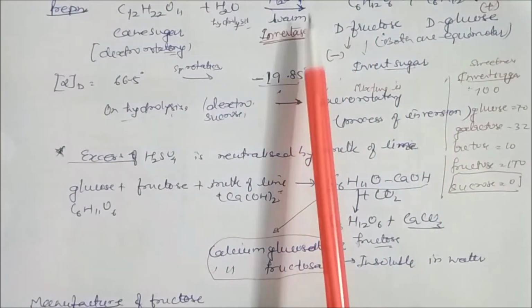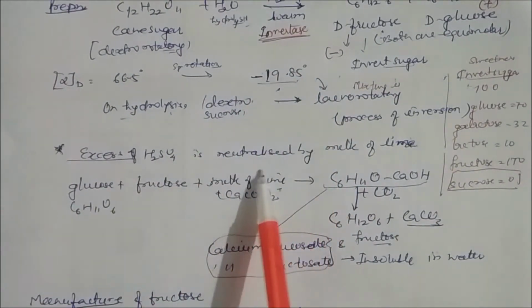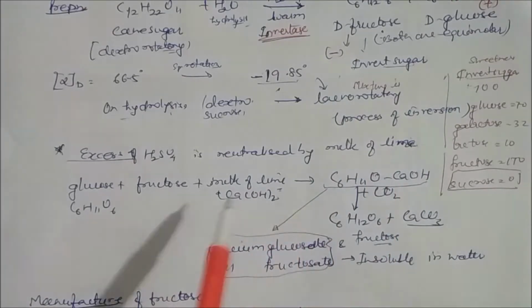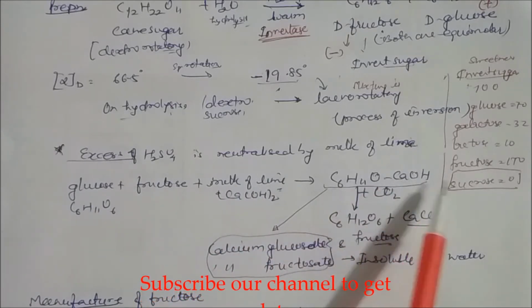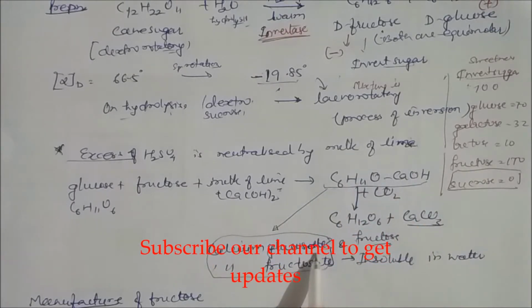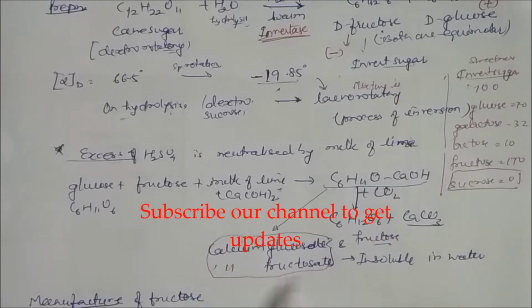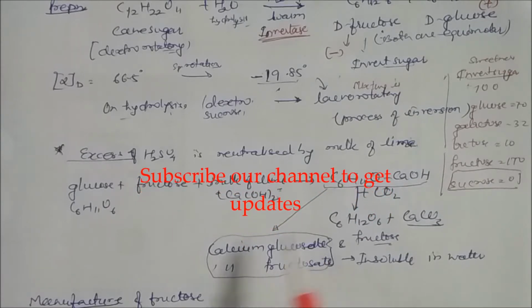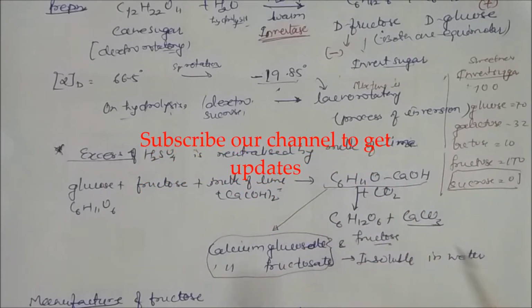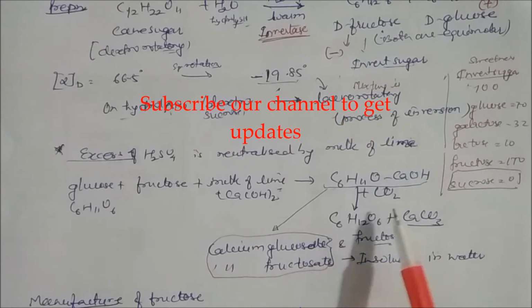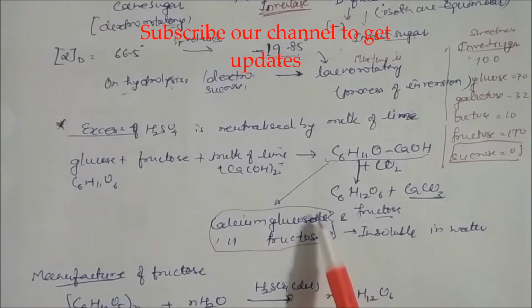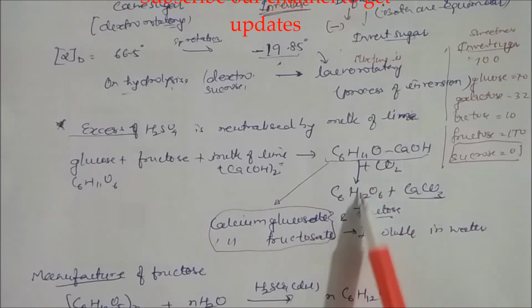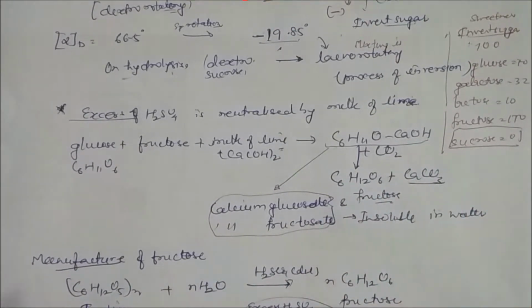The remaining acidic part of the H2SO4 is neutralized by milk of lime, that is calcium hydroxide, and you will get crystals which are filtered. Glucose plus fructose with milk of lime gives C6H11O5CaOH, that is, calcium fructosate and calcium glucosate. These two are insoluble in water. If you pass carbon dioxide through calcium glucosate and fructosate, you will get fructose again and calcium carbonate as insoluble crystals.